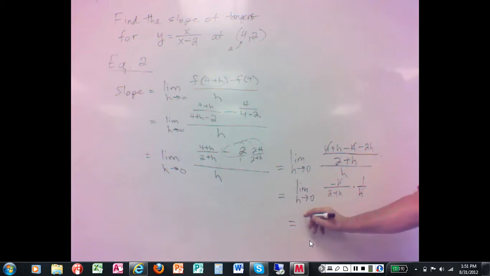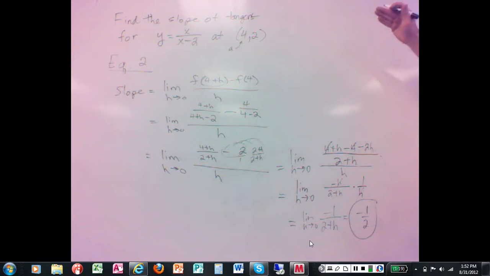So that gives me the limit as h approaches 0 of negative 1 over 2 plus h finally. But h is going to 0, so what does this go to? Negative 1/2. There you go, okay? The slope of the tangent line is negative 1/2. All right.